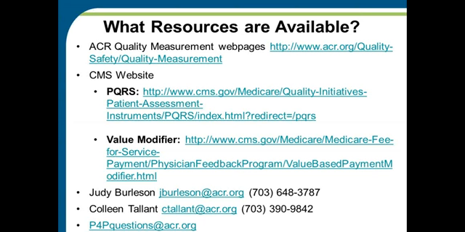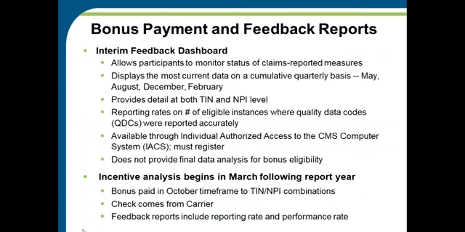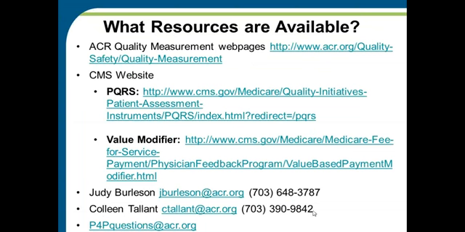Can you please go over the interim feedback dashboard again and how to use it? Yes. I did go through that rather fast. The first thing, if you haven't registered for the CMS computer system, that's called your IACS account, you need to register that, and the same website that you registered for will give you access to the interim feedback dashboard. There's more information on accessing that on the CMS PQRS web pages. If you look on the main PQRS page on the left-hand side, it will say Analysis and Payment, and that is the sub-page that would give you more information on the interim feedback report.